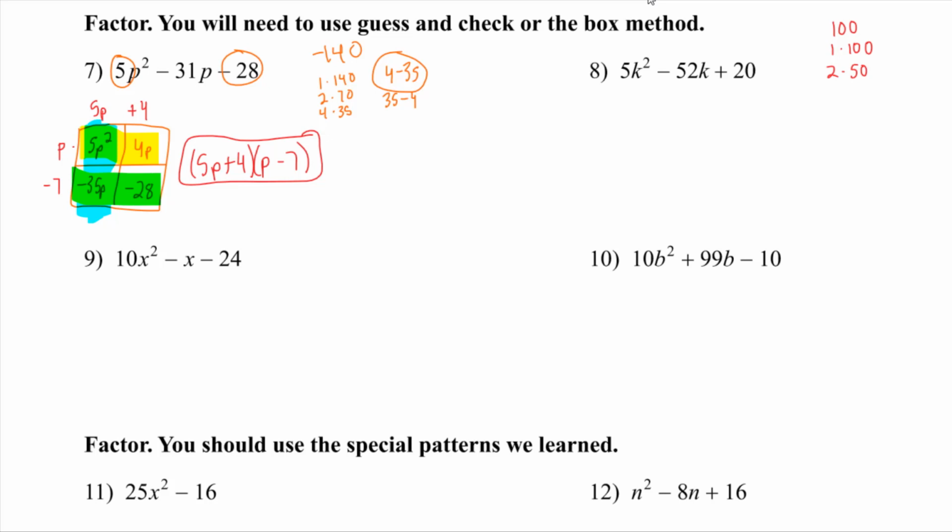So here I've got 2 and 50, which add together to get 52. And since I'm multiplying to get a positive 100, I need to make them both negative for this to work. Negative 2 plus negative 50 gives me negative 52. I'm going to fill in the box.